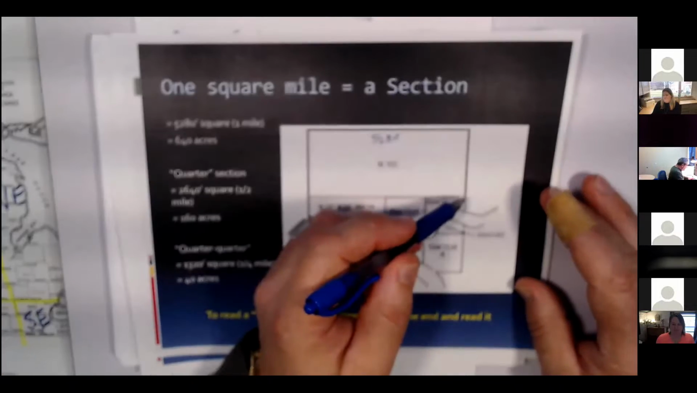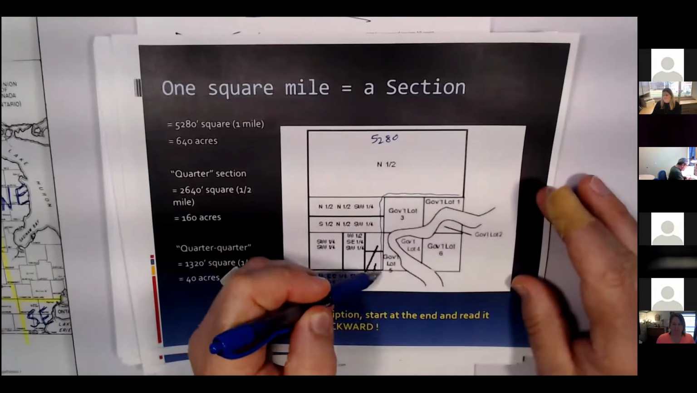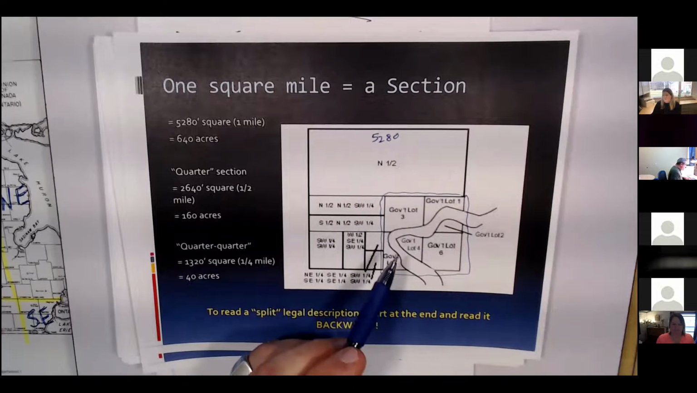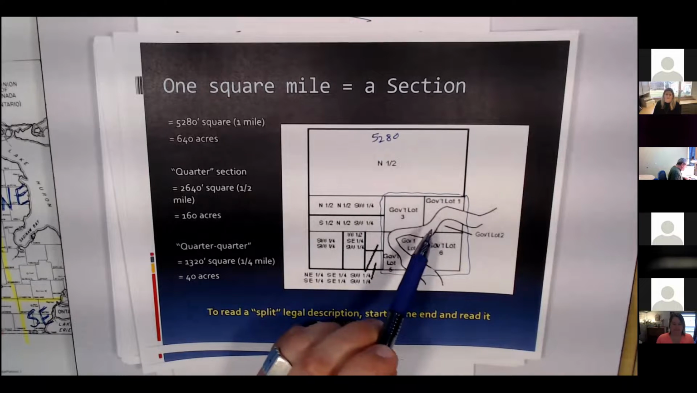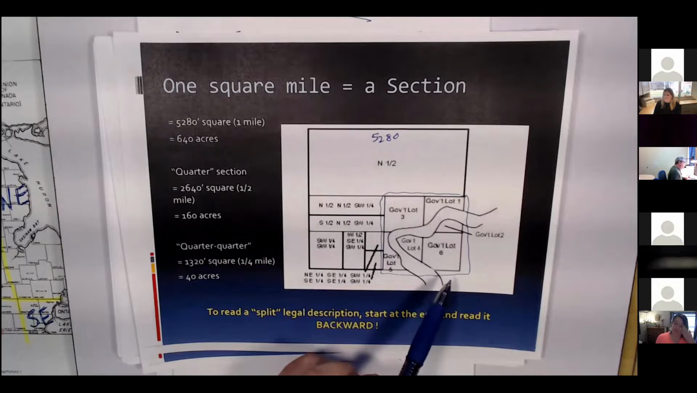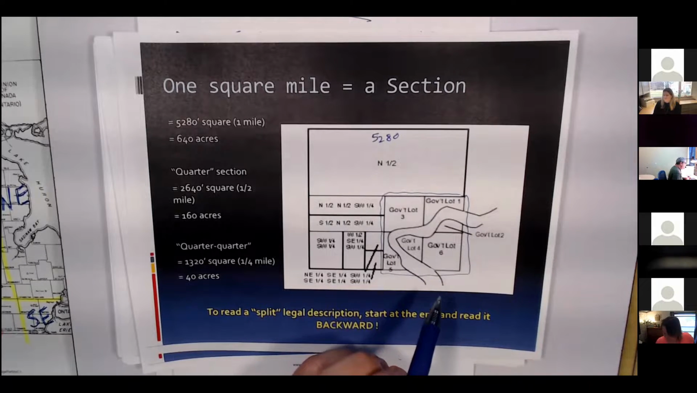Here's another little thing that you're going to run into from time to time when you're dealing with legal descriptions. These are often abbreviated as GL. A GL is a government lot. And when you see a government lot included in a description of a piece of real estate, you can almost guarantee that you are dealing with a piece of property that fronts on water or something that has a swampland or some kind of a boundary that made it very difficult to survey.